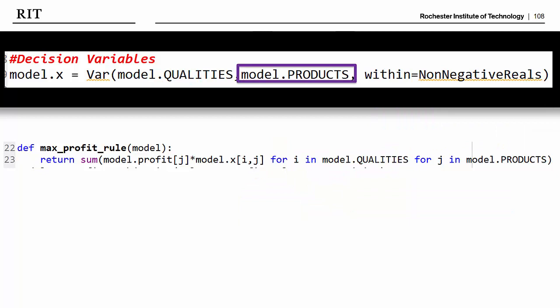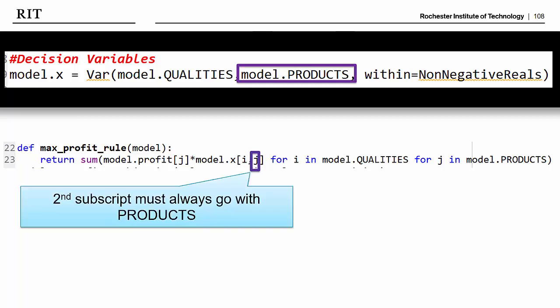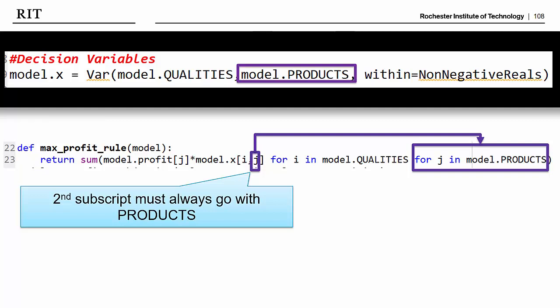And similarly, when we declared our decision variable, model.products was listed second, so that's going to be our second subscript. So this j down here in model.x i comma j, this j is the second subscript, so it has to go with the model.products set. So making sure that these placeholders line up with the sets that they're expecting, that's what's really important, not necessarily the order.